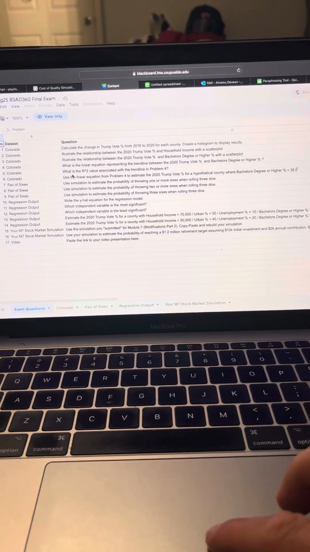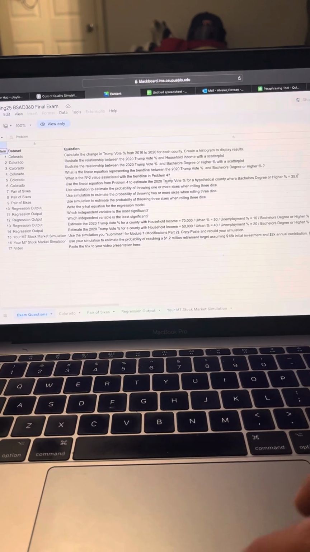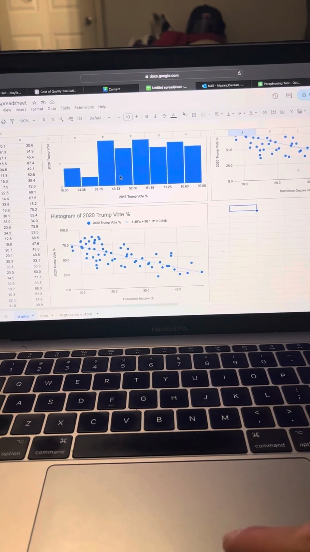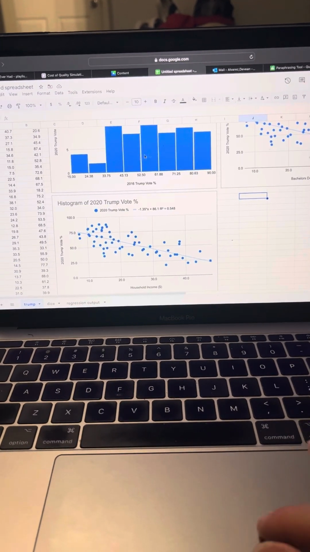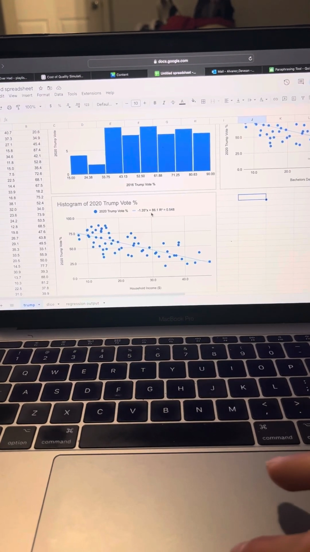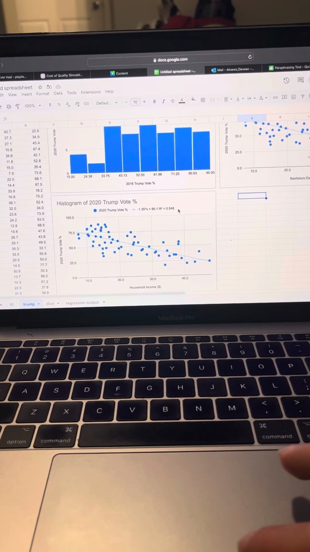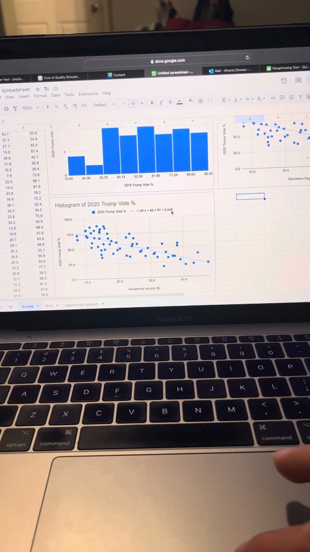And then what is the R-squared value associated with the trend line in problem number 4? The trend line would be this number right here, which would be 54.8%. If it's in a percentage, right now it's in a decimal, so I have 0.548.